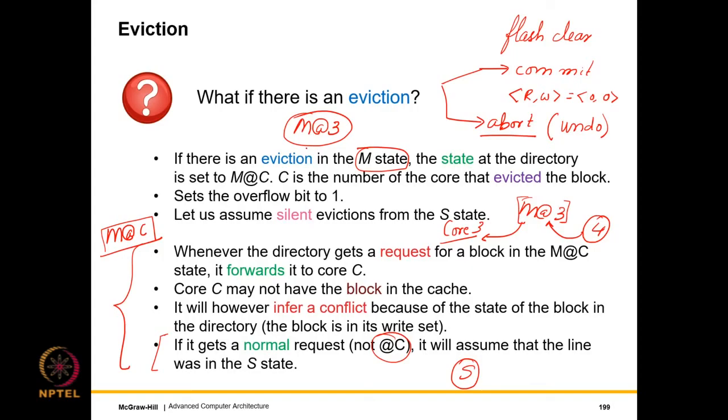So in this case, what you see is a strange way of state management. What is happening is that depending upon the message that is coming from the directory, say the directory is sending a message with an M at C to core C, it will figure out that, look, yes, I don't have the line currently with me in the L1 cache, but since the directory is sending this message, most likely I had it in the M state and it got evicted. And let's say if a request is still coming, it will then assume that most likely I had it in the S state and it got evicted.